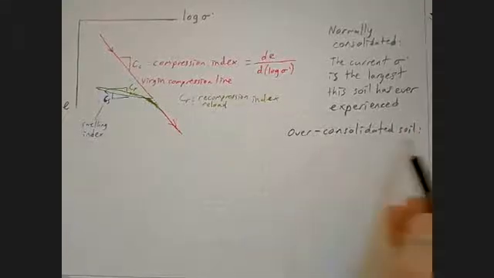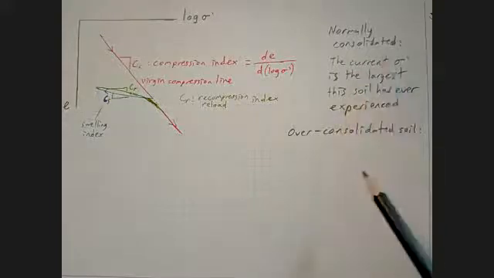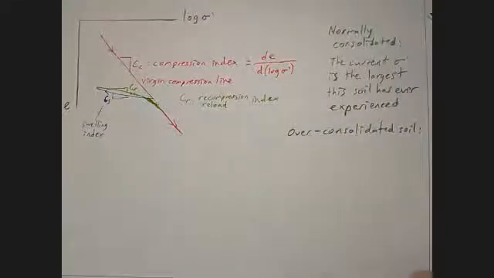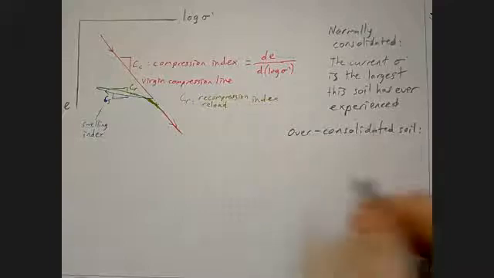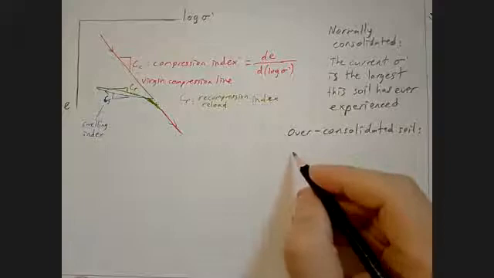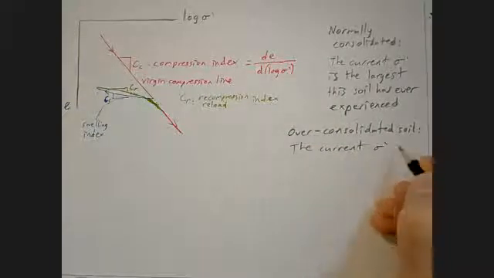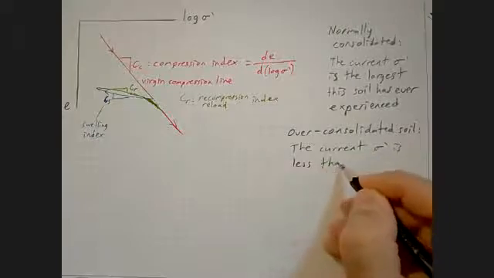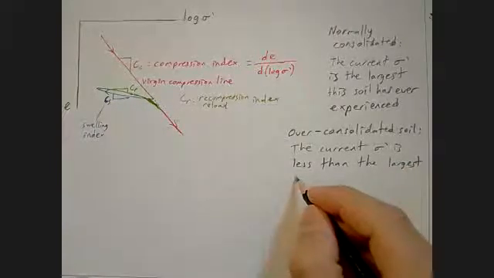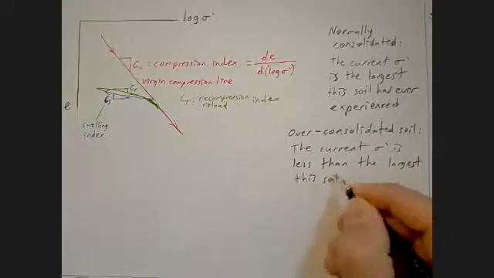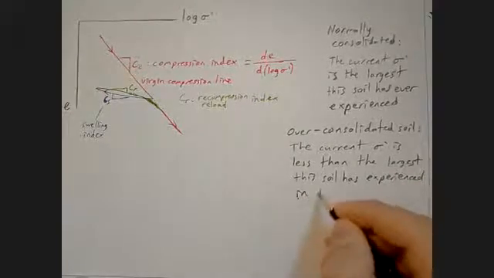and by the way, in books or literature, you often see this normally consolidated, over-consolidated, associated with fine soils, but it's also true for coarse soils as well. All particulate materials can do this. So the over-consolidated soil means the current stress is less than the largest this soil has experienced in the past.